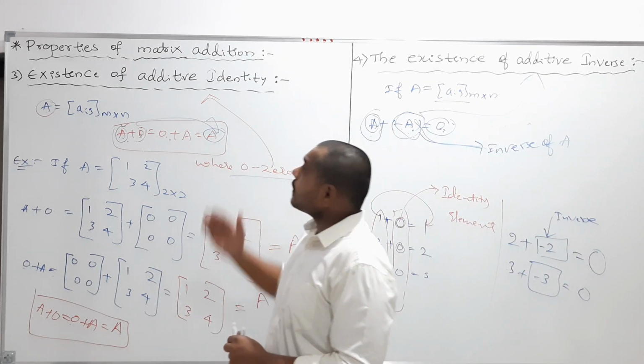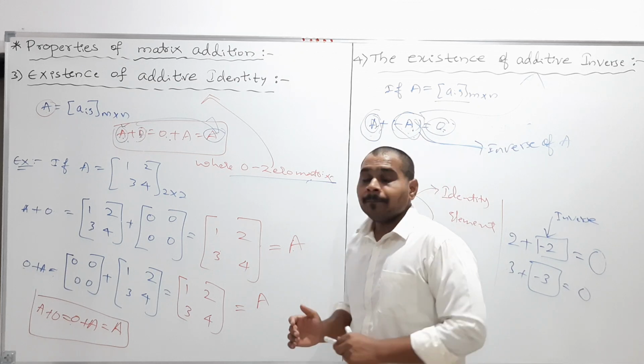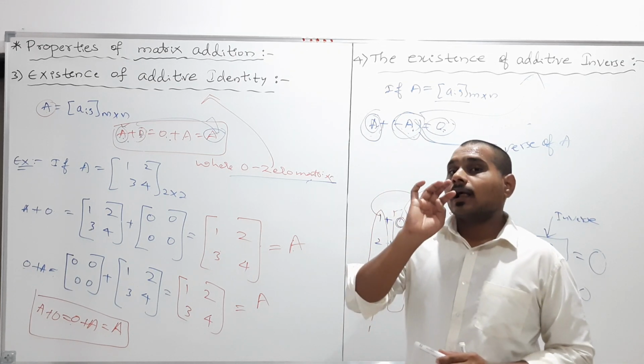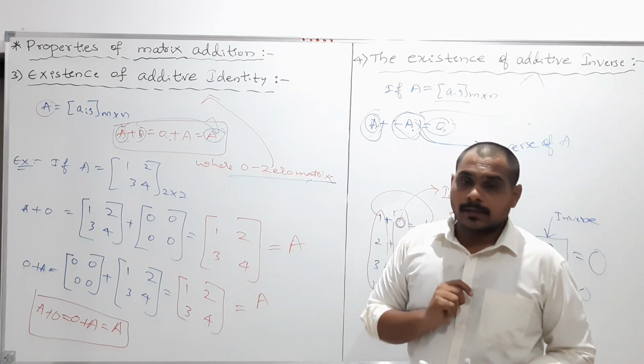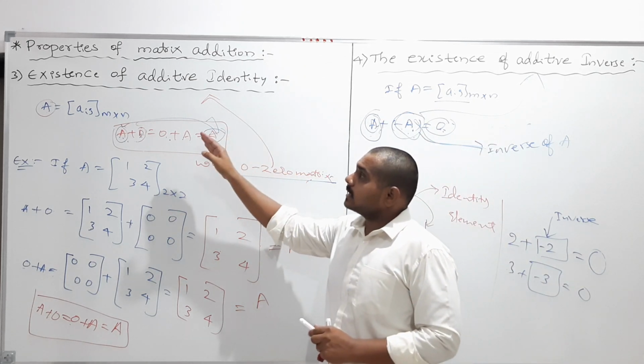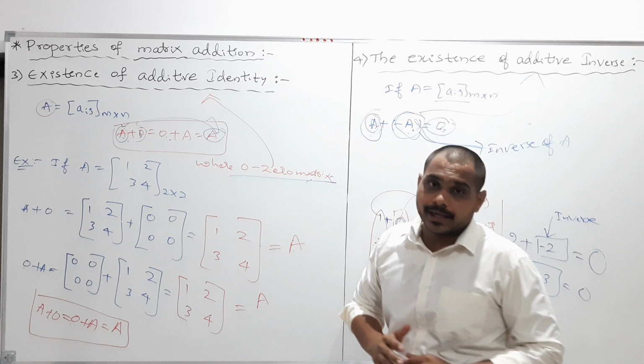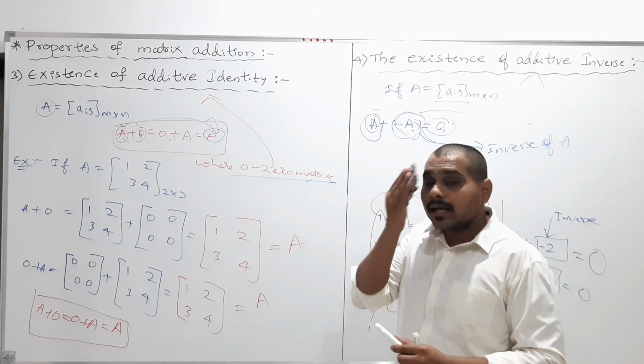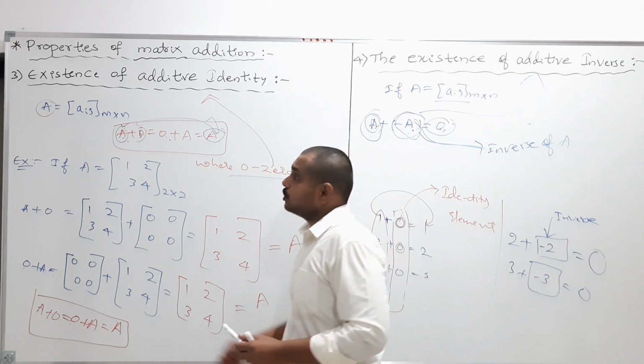So properties of matrix addition. Now in yesterday's class we discussed two properties, commutative law and associative law. Next, in today's class, what we are discussing is existence of additive identity. Existence of additive identity means, take any one matrix, A is a matrix.